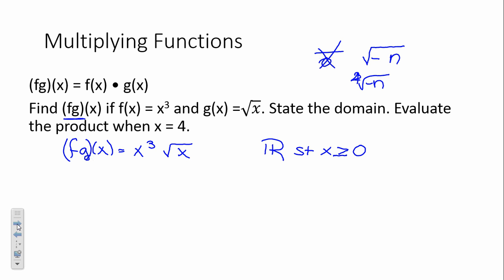Not negative, positive. So where would we start? We can go to positive infinity, right? What's the smallest that we can be? 0. So you can write your domain either way.